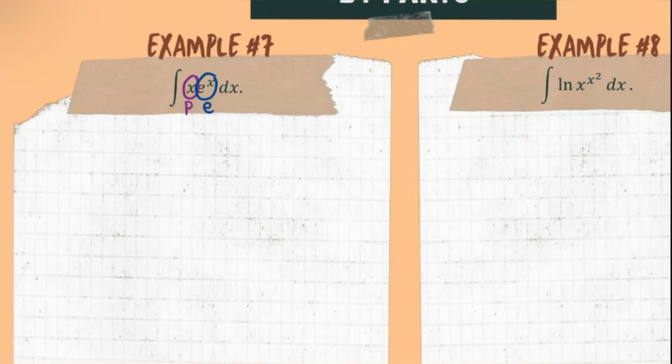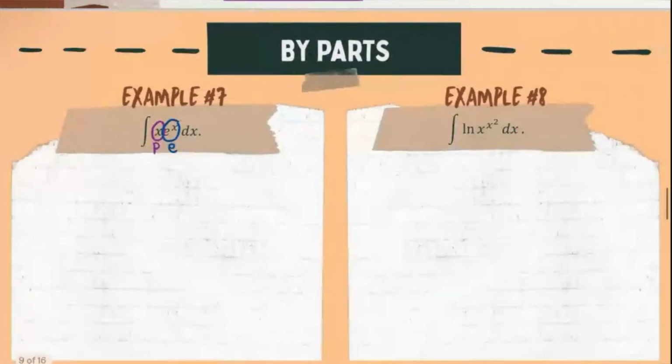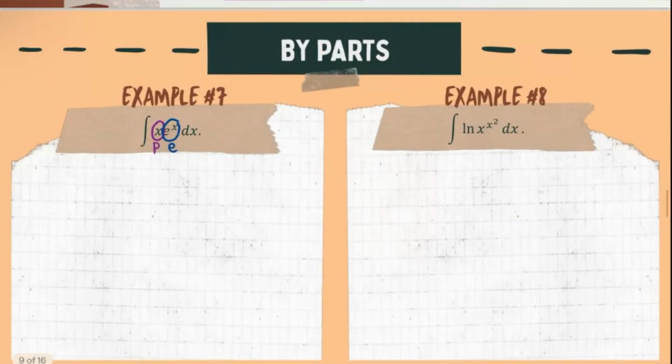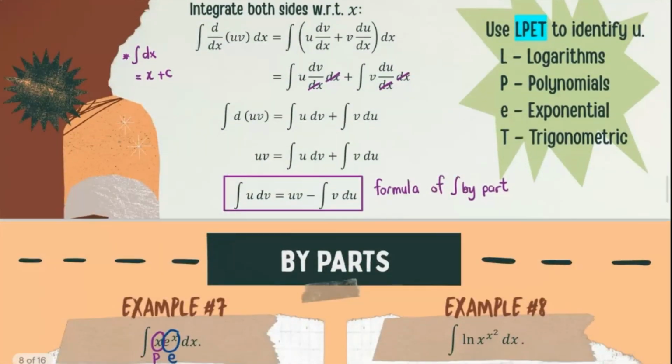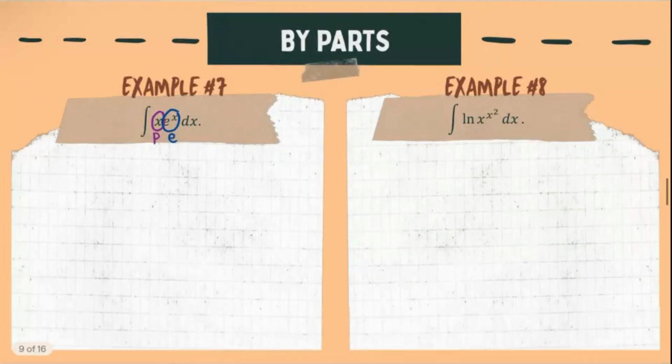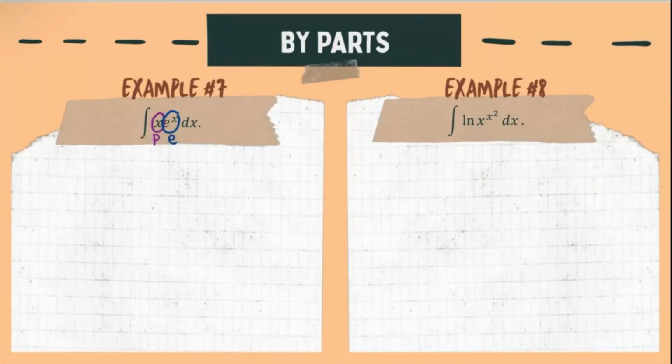So kita ada produk antara polynomial dan exponential function. Okay, so bila dia ada produk function yang berbeza, barulah kita akan apply integration by parts ini. Using LPAT, antara polynomial dengan exponential, siapa datang dulu? Polynomial. So that means U kita adalah polynomial dan dv adalah our exponential function. So I'm going to write U is equals to x, dv adalah e of x dx.